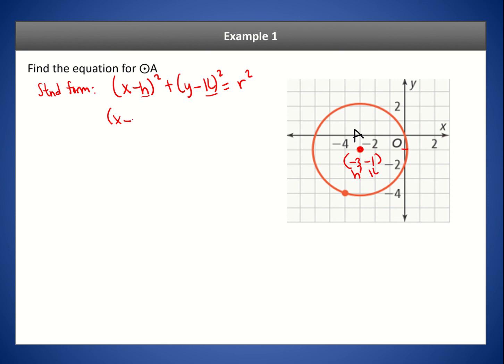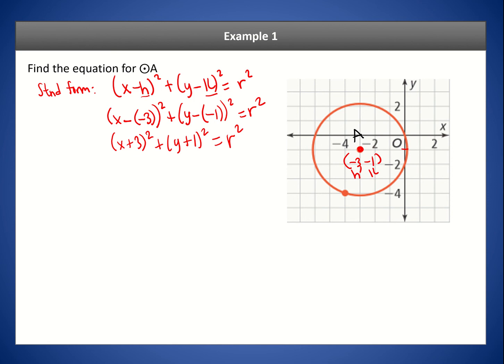So H is -3, so x minus -3 squared plus y minus K, K is -1, so minus -1. Now we know that two negatives make a positive, so this is (x + 3) squared plus (y + 1) squared equals r squared. We're almost done. We just got to find the radius.